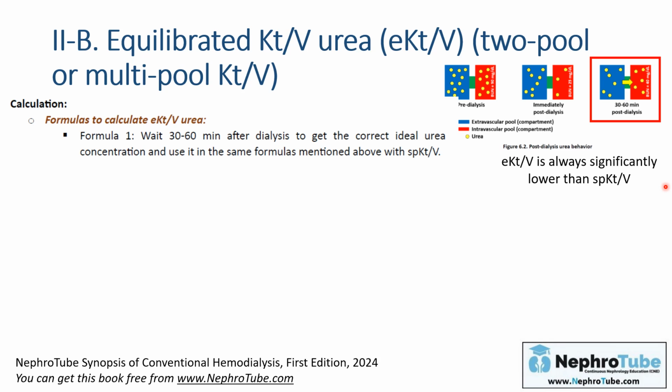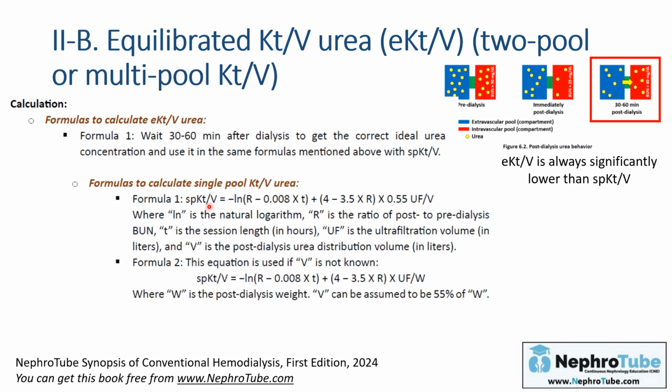The first one is to wait 30 to 60 minutes after dialysis and take a blood sample from here, and then use the same equations we used in single pool KT over V. Here we used these equations to measure single pool KT over V. We will replace this by equilibrated KT over V. So you will take a sample 30 to 60 minutes after dialysis and use the same equations of single pool KT over V.